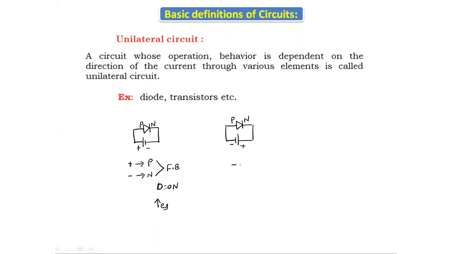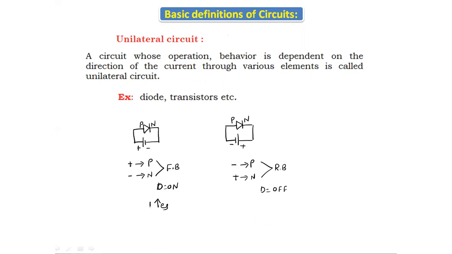Here, the negative terminal of the battery is connected to P and the positive terminal of the battery is connected to N. We connected it in reverse here. Now, from this we can say that the diode is in reverse bias. When the diode is in reverse bias, the diode is in the off condition.